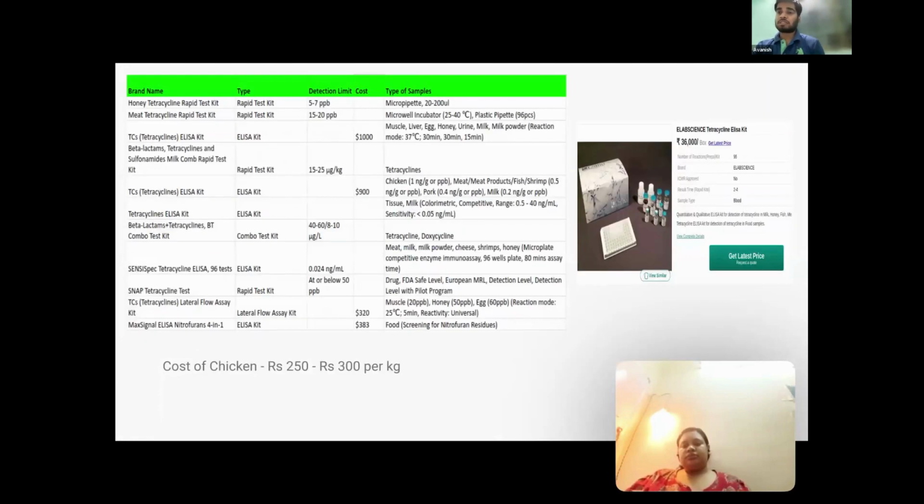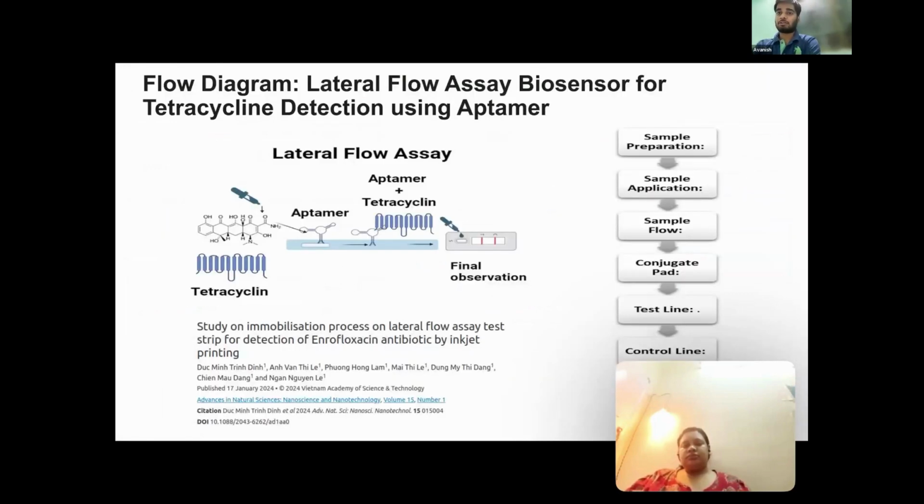Next is a flow diagram. Rida will walk us through how we can go ahead with the detection part.